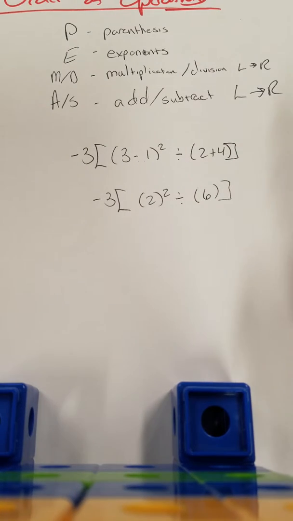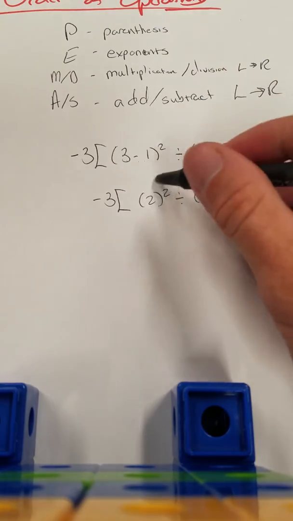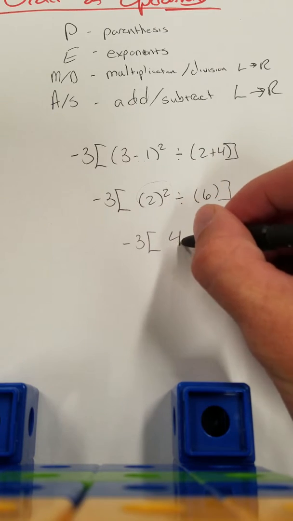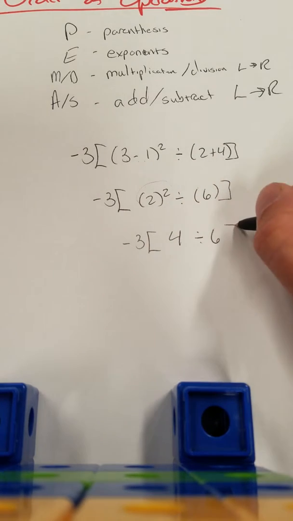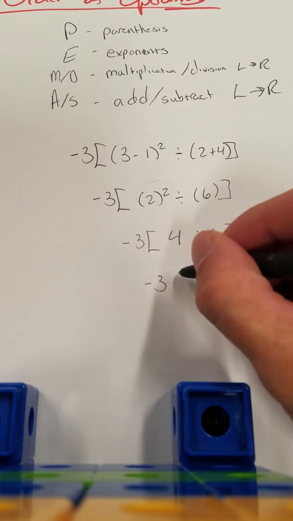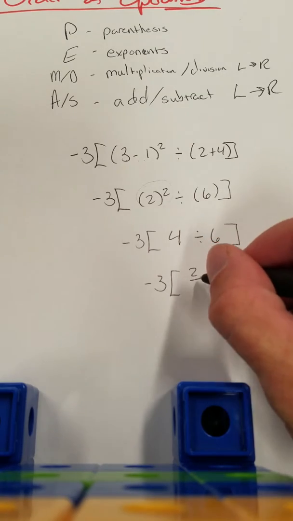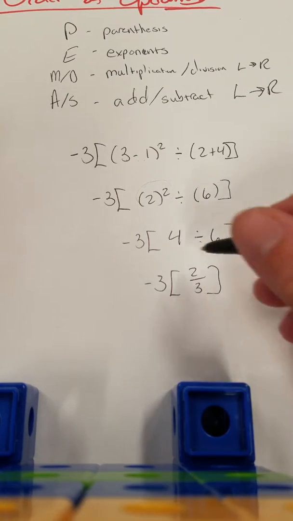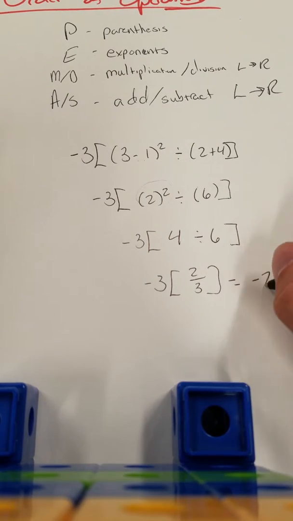Okay? Now, I've done all the parentheses. Now I'm down to exponents. This is my exponents. So I do that piece. So this is 4 divided by 6. All right? So now we type 4 divided by 6 into our calculator. Depending on what you're dealing with, it's probably going to give you a fraction, maybe 2/3. If not, it'll give you 0.6 repeating. But that's 2/3. Okay, then we multiply it out. You end up with -2.